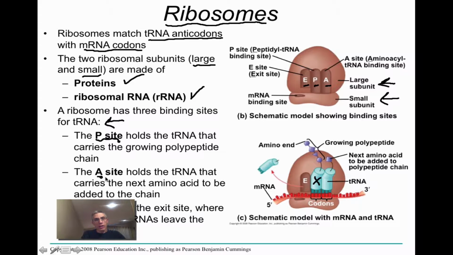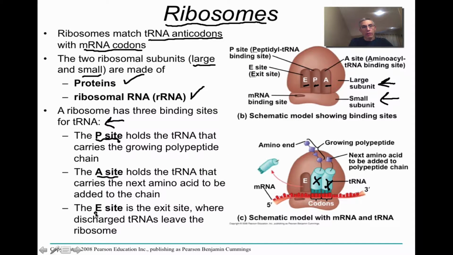Now the A site, on the other hand, is going to hold on to the transfer RNA that has just come in, and that's going to be this site right here, and it's carrying a new amino acid. And what that transfer RNA is doing is it's waiting for the bonding to occur between the growing polypeptide chain and that new amino acid.